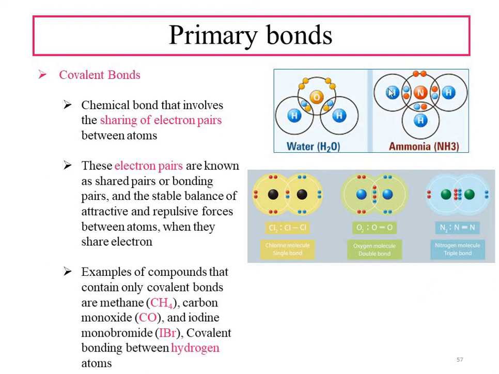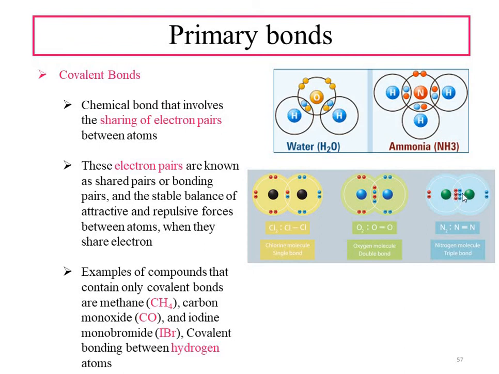So here it will be more stable, since it is sharing. In water, ammonia and others, we can see this type of bond. Here chlorine, oxygen, nitrogen, everywhere we can see these types of bonds. A single covalent bond will look like this, a double covalent bond will look like this, and a triple covalent bond will look like this.